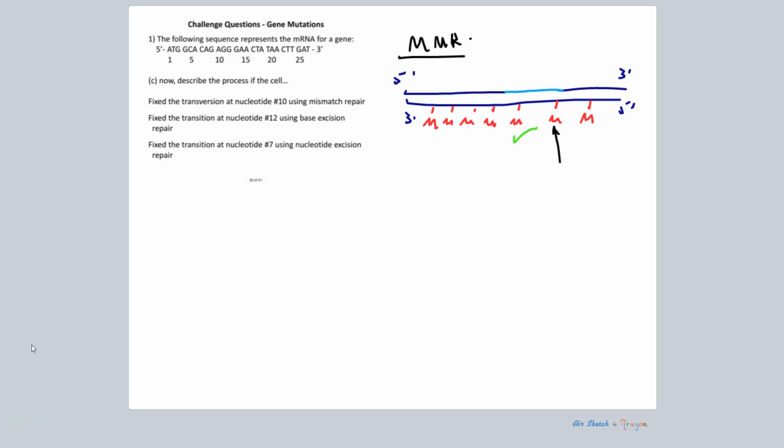We've got a methylated old strand that has already been deemed trustworthy. We have a very newly synthesized strand because mismatch repair is only used for DNA replication errors.